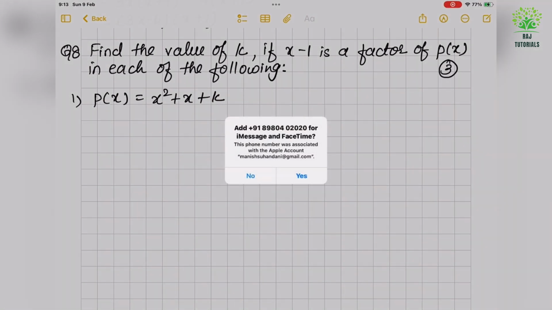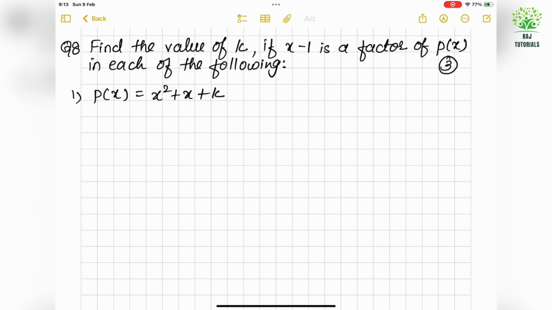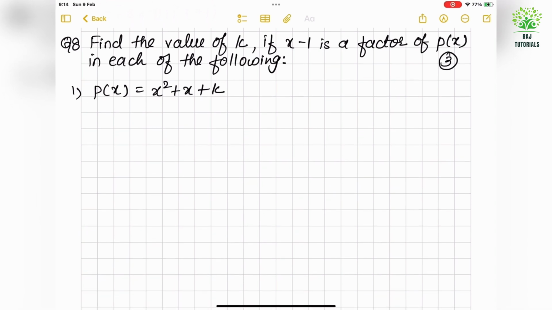Now next question says find the value of k if x minus 1 is a factor of p of x in each of the following. And the first one says p of x equal to x square plus x plus k. Now it is given that x minus 1 is a factor. So x minus 1 should be equal to 0. That means p of 1 should be 0.